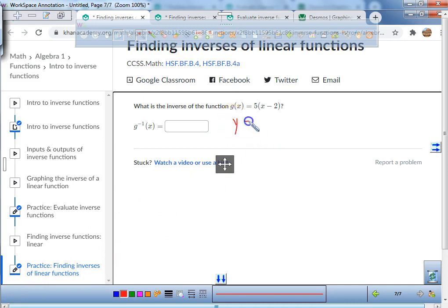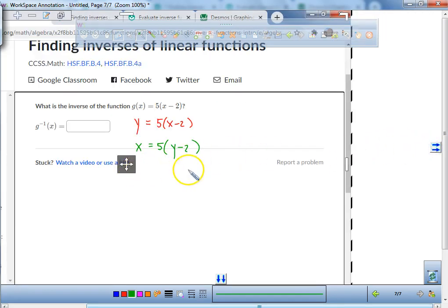I'm going to put y equals 5 parentheses x minus 2. First thing I'm going to do is switch out the x and the y. X equals 5 parentheses y minus 2. So I switched out the x and the y. Now, what I'm going to do is, once again, use the multiplicative inverse. So I'm going to multiply both sides by 1/5.